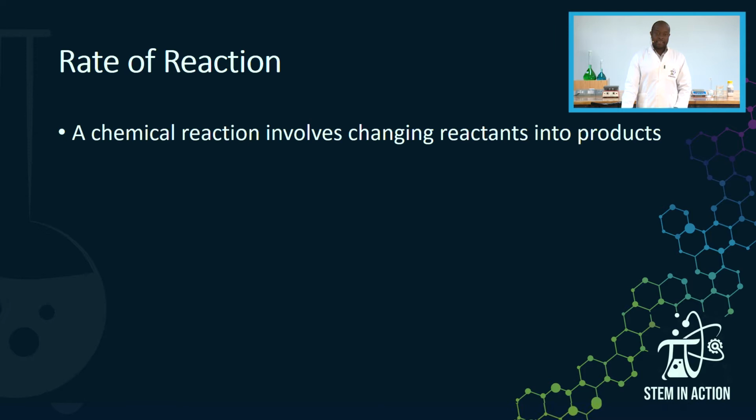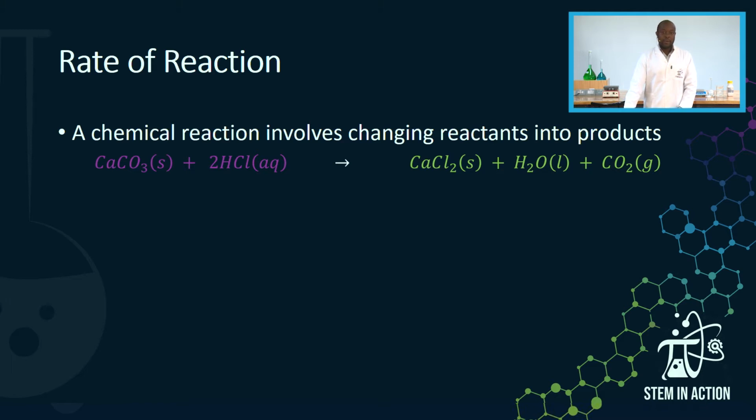So rate of a reaction, a chemical reaction involves changing reactants into products. So when you are doing a chemical reaction, you are basically starting with some reactants, and you are converting them to products. So this is an example of a chemical reaction where we are reacting calcium carbonate with hydrochloric acid, and we form calcium chloride plus water and carbon dioxide. It's a neutralization reaction. And what you notice there is that these are our reactants, calcium carbonate and hydrochloric acid, and these are our products.